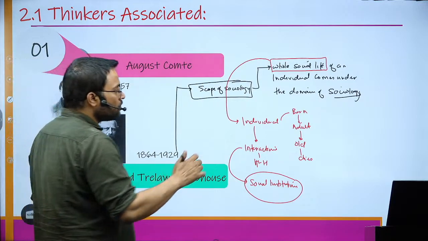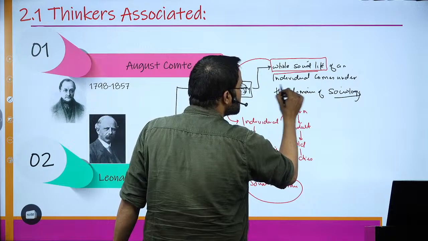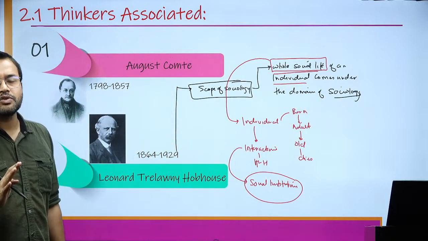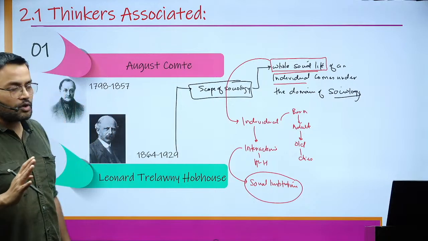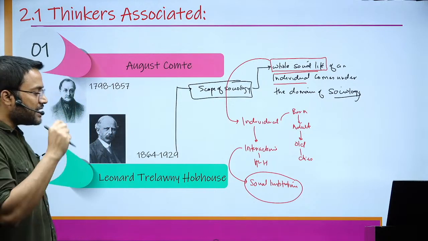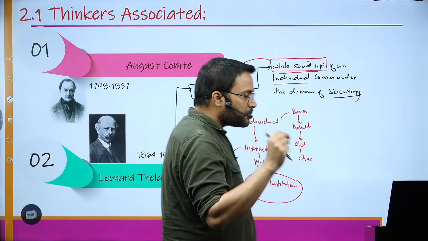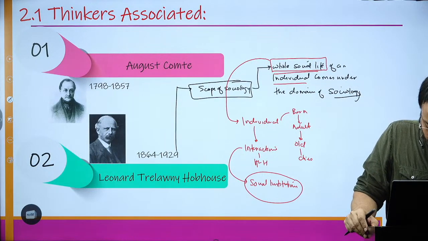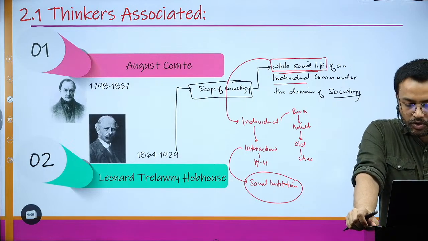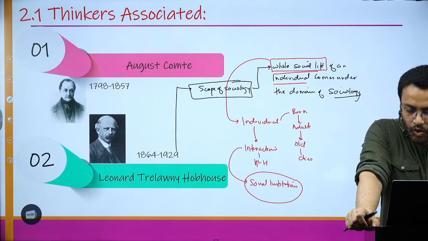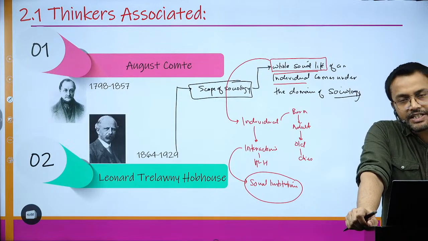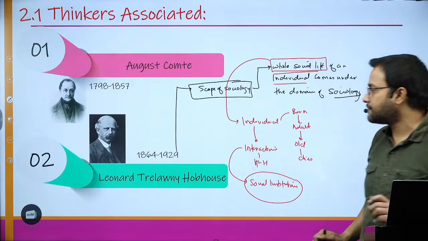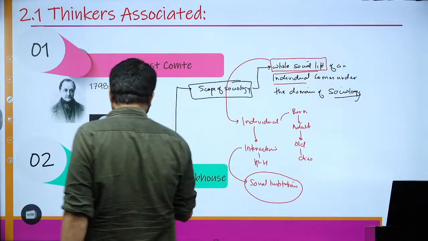So when you say that the whole social life of an individual comes under the domain of sociology, it means everything concerning society now comes under the domain of sociology. There's not even any particular part that should not be a subject matter of sociology. This is what L.T. Hobhouse was talking about. And he was also saying that the relationship of sociology with other social sciences is one of mutual exchange. I'll just write it down here.